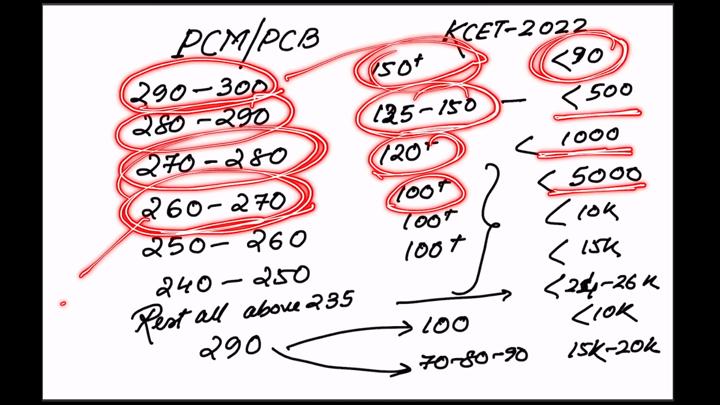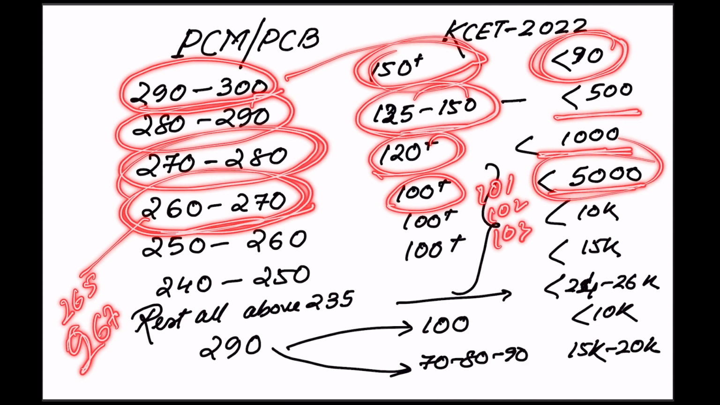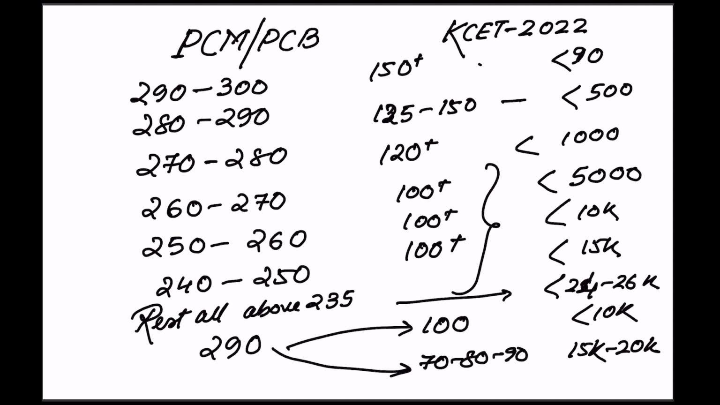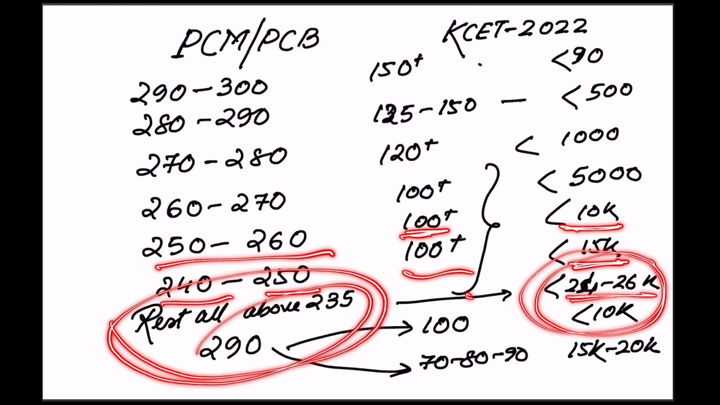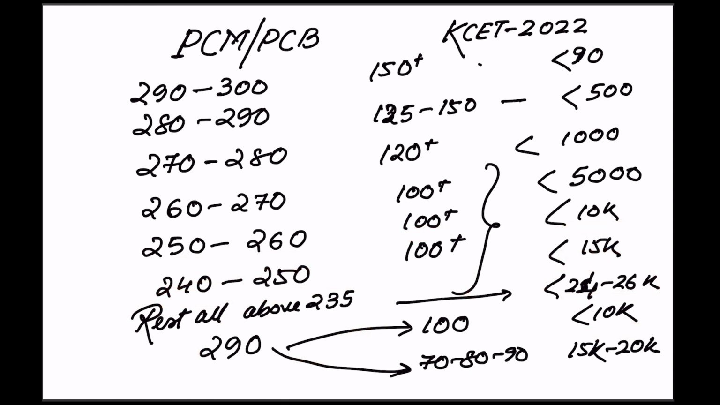So somebody who's telling that 267, 265, okay, and here 101, 102, 103, so your rank is below 5000, clear? Now 250 to 260, 100 plus, within 10K. 240 to 250, 100 plus, within 5K. Rest all which are above 235, they can see within 20 to 25, 25 to 26K like that around, clear?